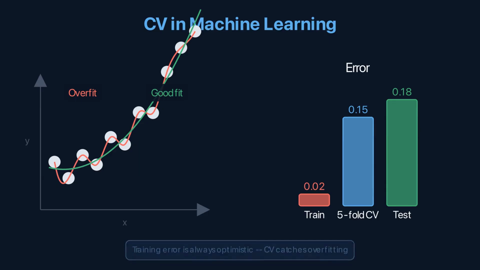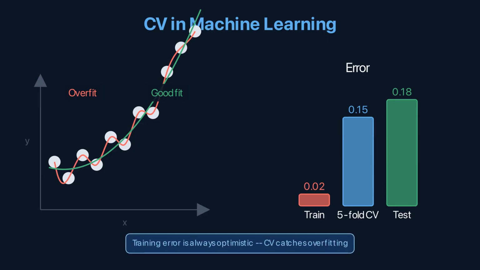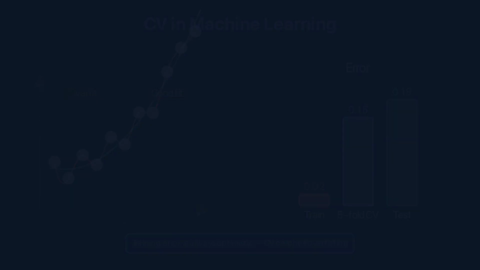Here's what was happening behind the scenes. Split the patients into 5 groups, train on 4, test on 1, rotate. The model that performs best on average across folds is the one you trust.